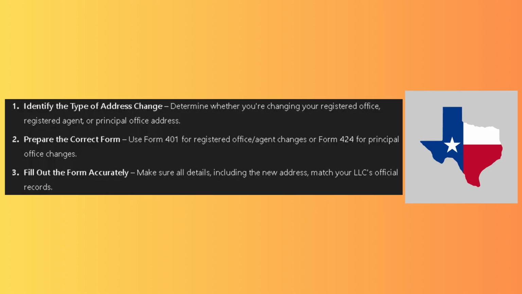Confirm the correct form. Use Form 401 for registered office or agent change. And then, if it's not that, use Form 424 for principal office changes.